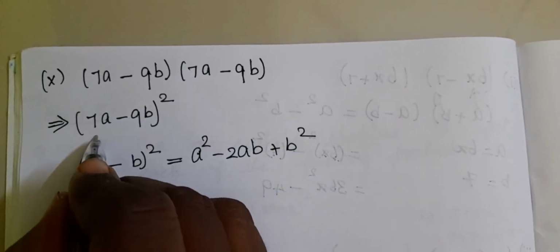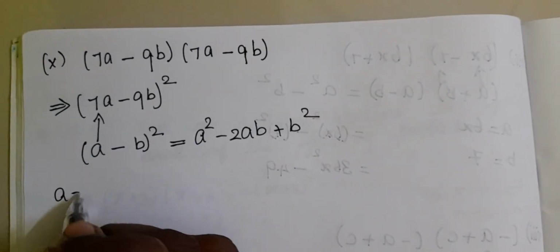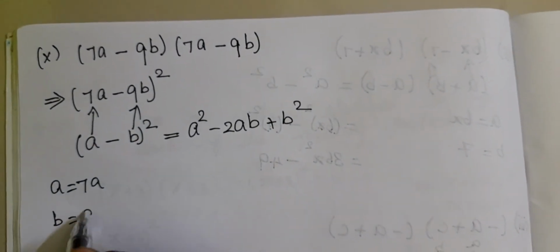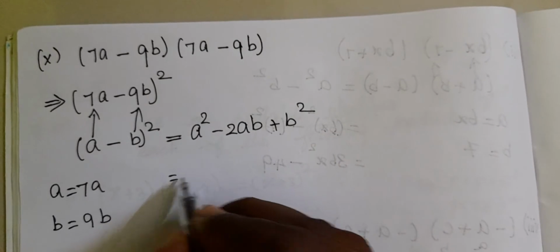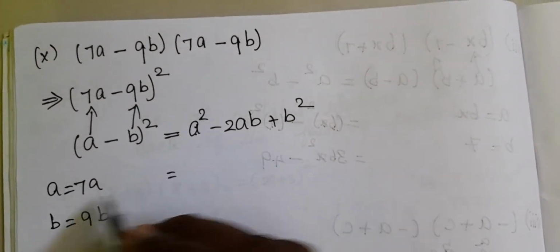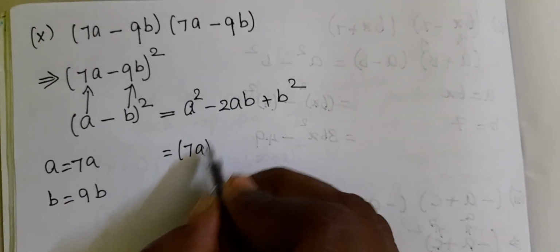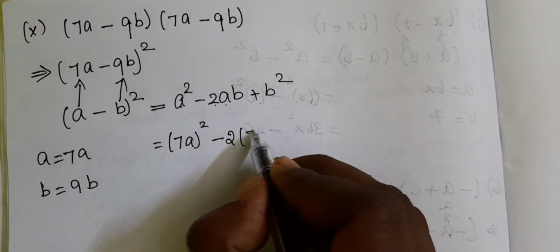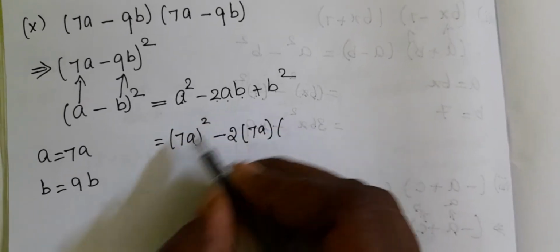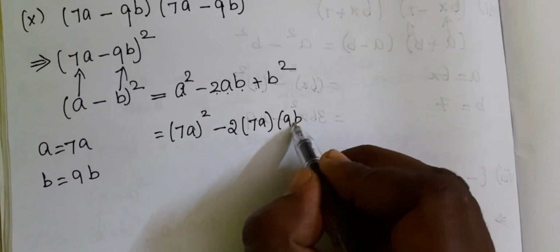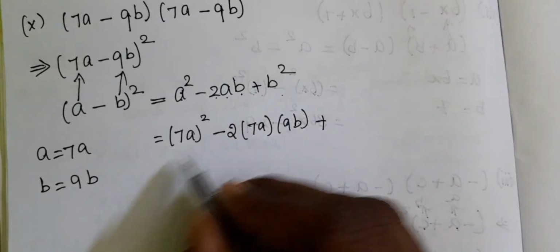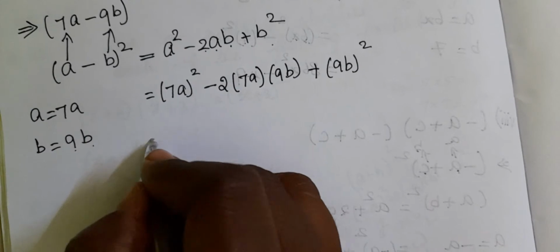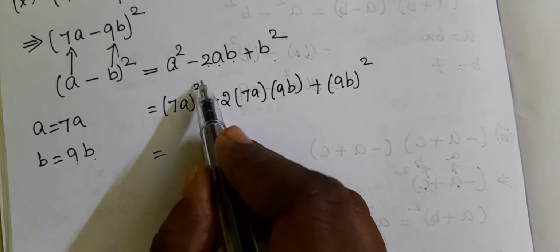Now we have to substitute, instead of a we have to substitute 7a. In the place of b we have to substitute 9b. Now let us substitute: a square means 7a whole square, minus 2, a means 7a, b means 9b, plus b square, that means 9b whole square. Let us simplify 7a whole square.